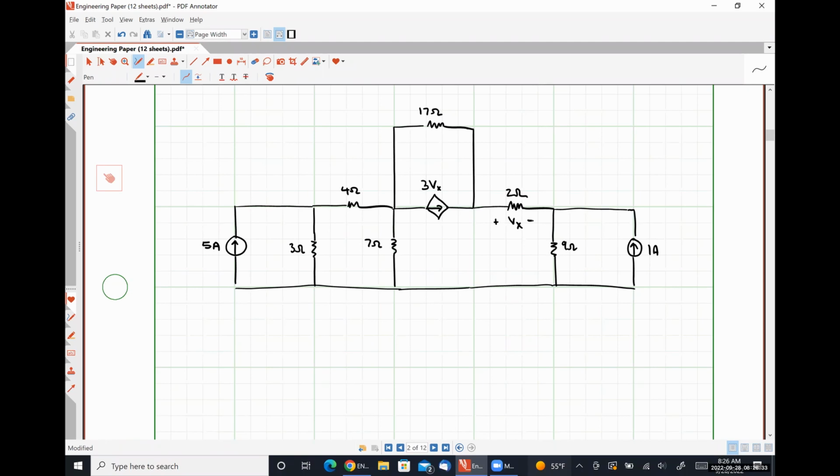So anytime I have a current source in parallel with a voltage source, I have a practical current source. Anytime I have a voltage source in series with a resistance, I have a practical voltage source. So I'm going to ask you again, how many practical sources do I have? 3. It does not matter that it's a dependent source whatsoever. That still counts as a practical current source up top.